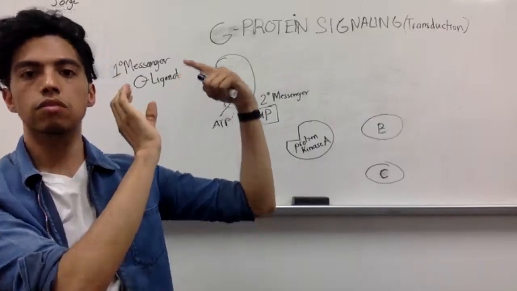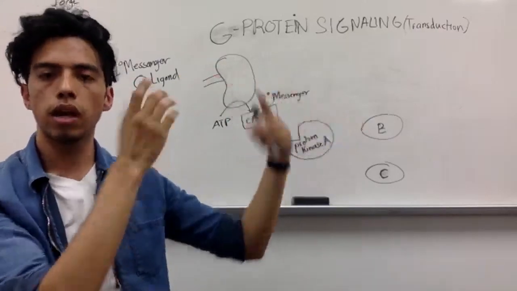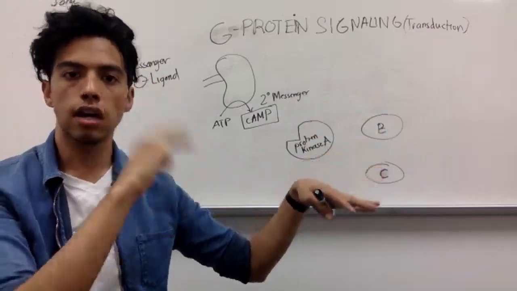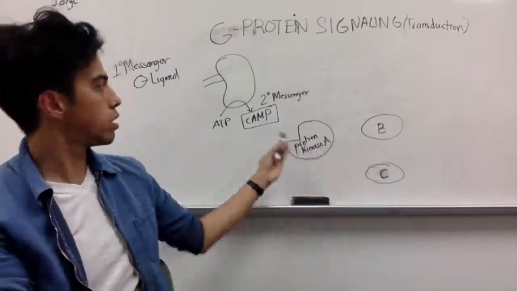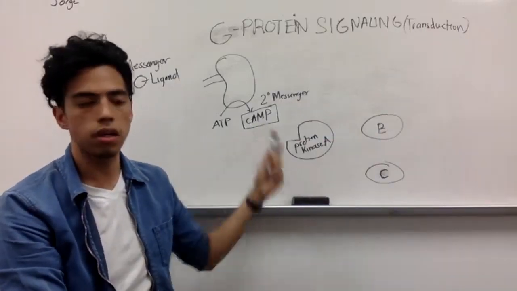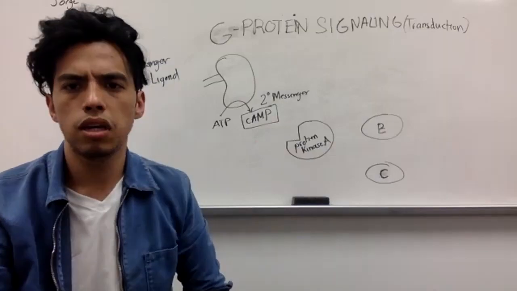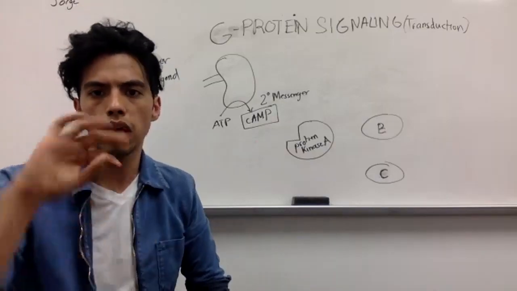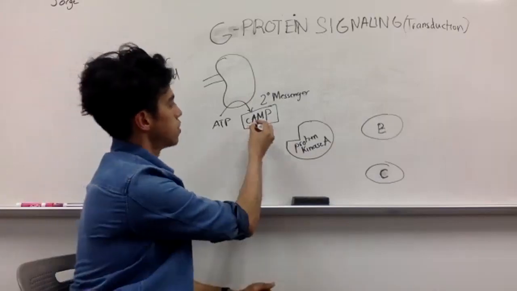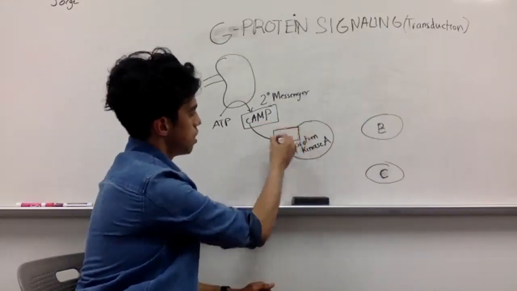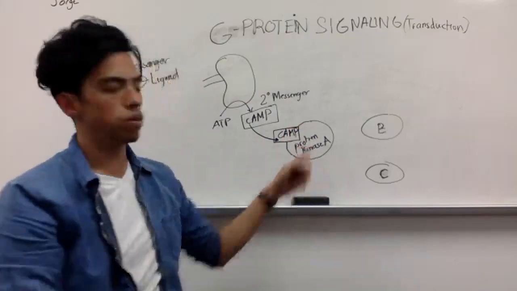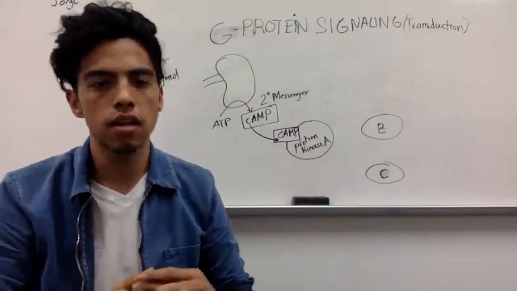But because it's not allowed to go into the cell, we got to continue that signaling, so we have to use a different signal inside the cell to continue it. That's where the secondary messenger comes in, and in this case, it's cAMP. Another example would be calcium, when we're dealing with action potentials. That was on one of your worksheets. So this comes in and binds to a protein called protein kinase A.